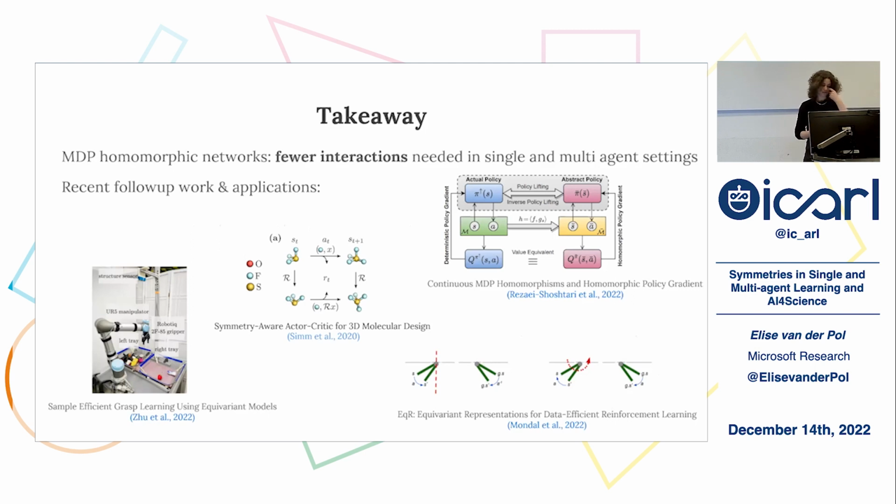One is this work from Northeastern, I think it's on sample efficient grasp learning, where I think they actually do robot learning pretty fast using equivariant models. Another is molecular design. There's a lot of 3D rotational symmetry in a setting like that. There's also been some extensions, for example, to continuous MDP homomorphisms, and also work on learning equivariant representations to make RL more data efficient.